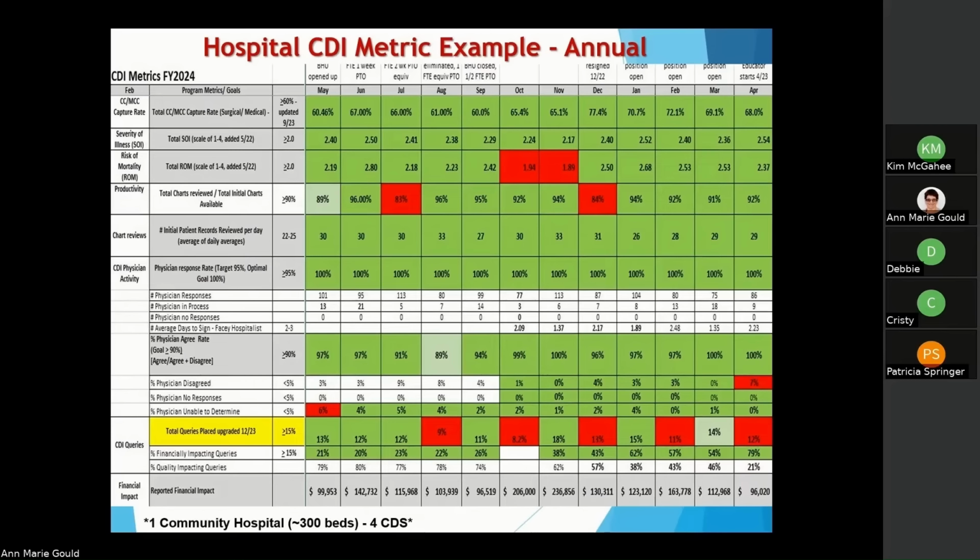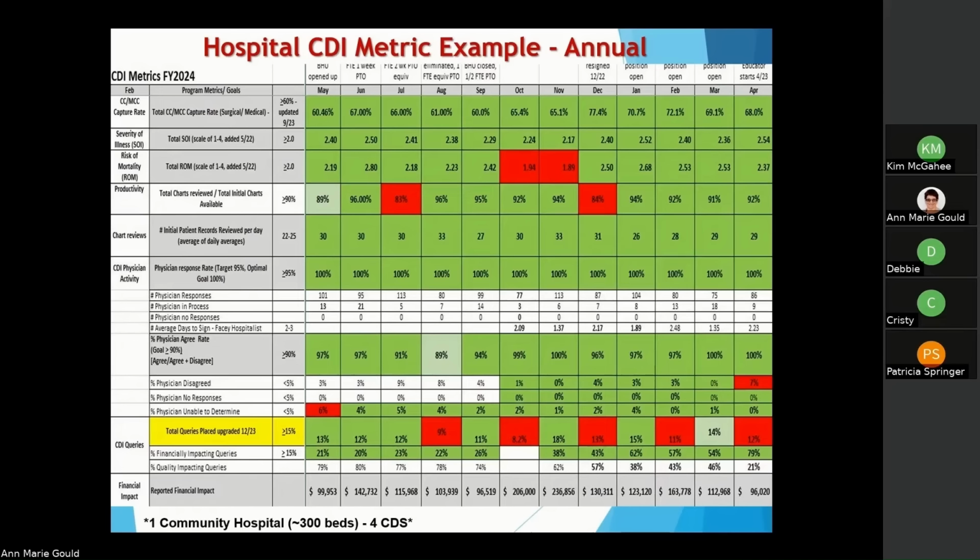Of course, your production, the chart reviews that were done. The CDI physician activity, as you can see, was broken down. The physician response rate, the main goal, was greater than or equal to 95%. They were getting 100% response rates, which was great because they had buy-in with all the providers at that facility, right? And then they broke it down into the responses or in process, no responses, and then average days to sign. That's one of the medical teams there, hospitalist teams, and where they were at, okay?